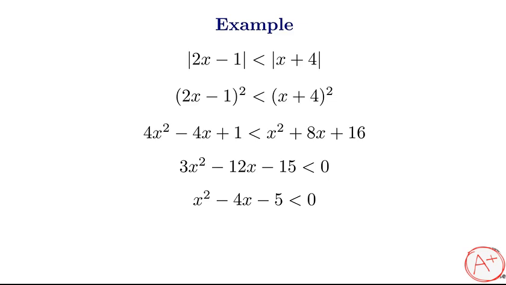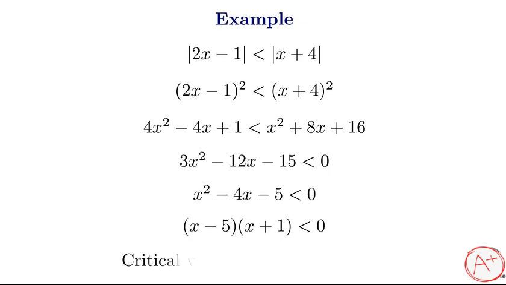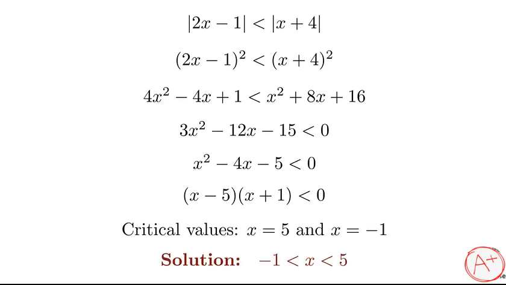We then factorize the quadratic to find our critical values. The roots are negative 1 and 5. Since the coefficient of x squared is positive, the parabola opens upwards. We want the region where the graph is less than 0, that is, below the x-axis. Therefore, x is between negative 1 and 5. Today we are looking at a specific concept in modulus inequalities.